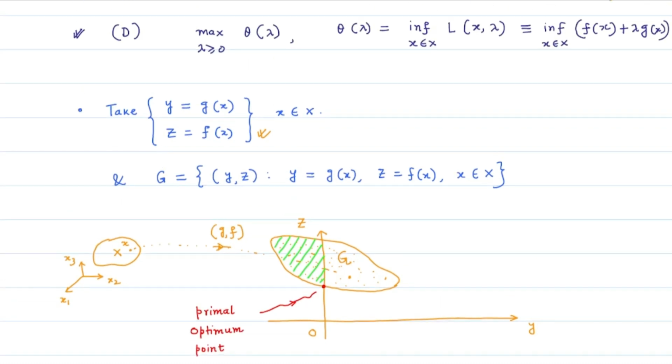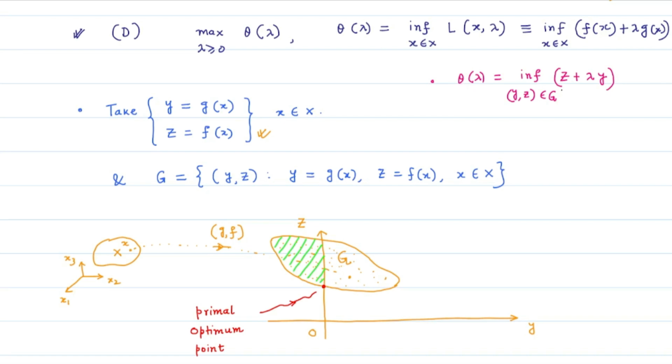Now let us look at the dual problem. We notice that the dual objective function value theta(lambda) for a given value of lambda, in terms of this (y, z), is given by theta(lambda) equal to the infimum value of the function z plus lambda y, where small x belonging to capital X is equivalent to (y, z) belonging to this set capital G. So I write here infimum over the set capital G. So for a given value of lambda, the infimum value of this function over the set capital G gives us the function value of theta.